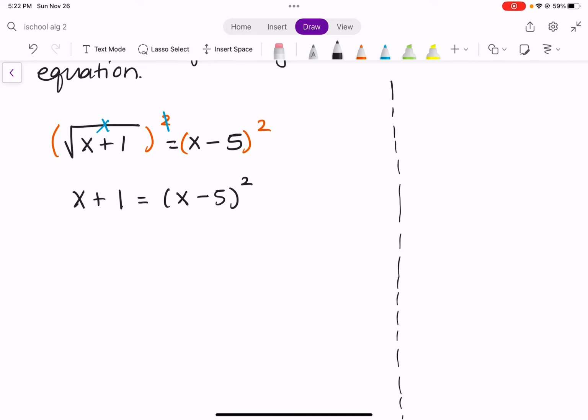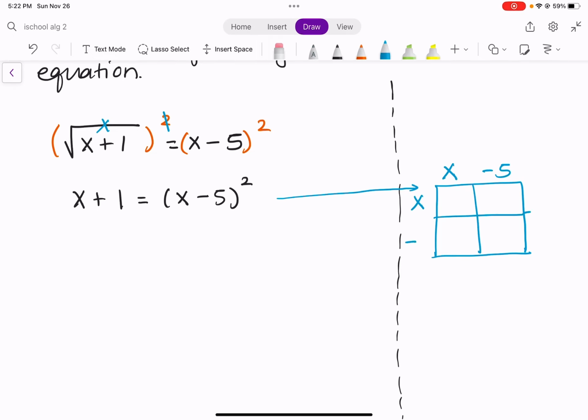Now, here's the thing. What is x minus 5 squared? Well, we can actually expand that, right? And we're going to expand it by doing the box method because x minus 5 squared is the same thing as x minus 5 times x minus 5, right? And now we multiply to get the stuff on the inside. So x times x is x squared. X times negative 5 is negative 5x. Negative 5x again. And then negative 5 times negative 5 is positive 25.